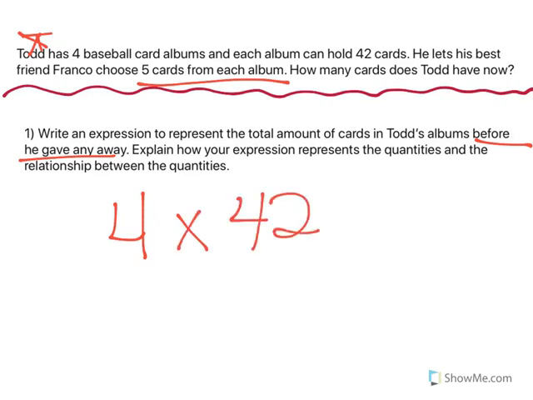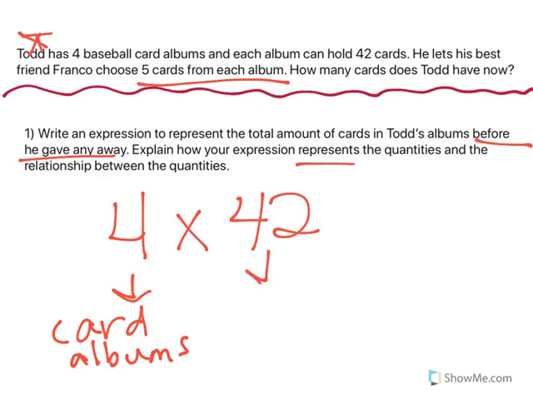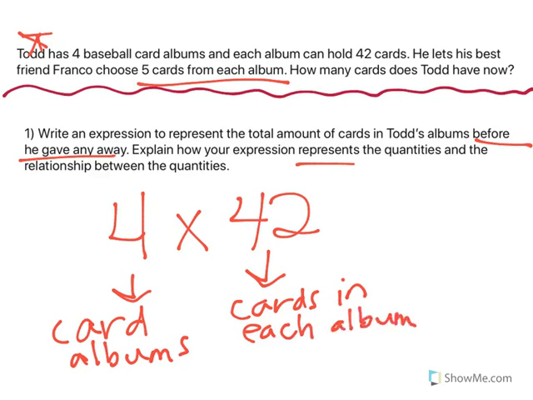So again, when we talk about explaining how our expression represents the quantities, we know that there are 4 card albums, and then we know that there are 42 cards in each album. Okay, so this is just the first part of our expression. Again, they just wanted us to represent the total amount of cards that he had before he gave any away. Okay, so again, remembering this information, let's head to number 2.